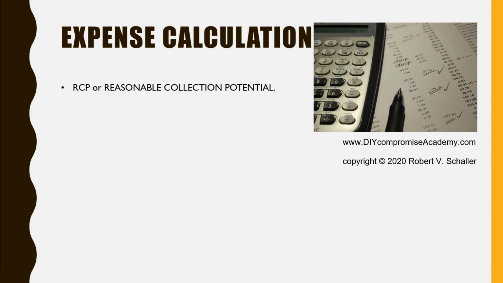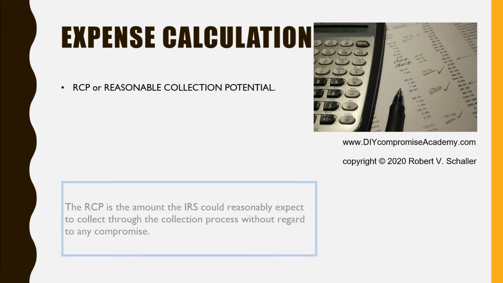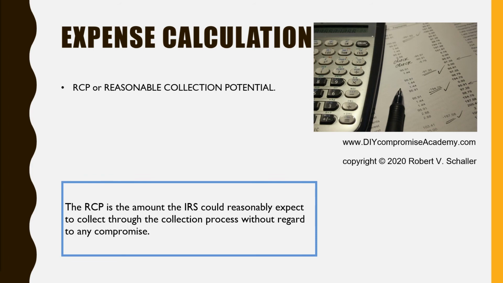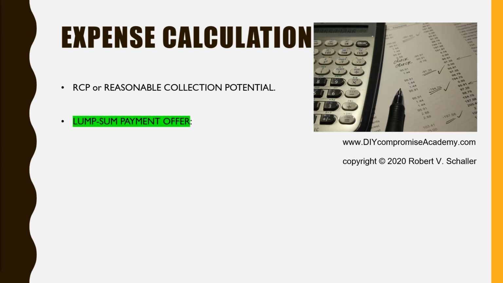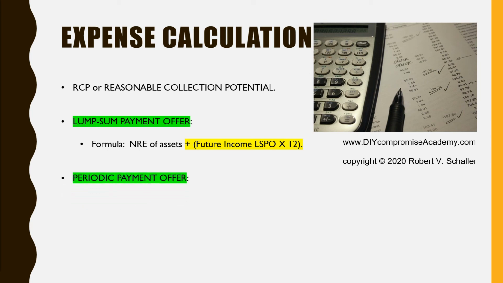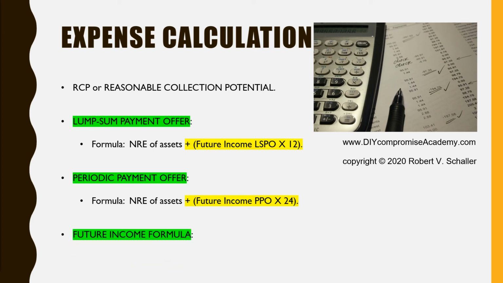The offer amount must equal or exceed the IRS's RCP, or reasonable collection potential. The RCP is the amount the IRS could reasonably expect to collect through the collection process without regard to any compromise. The lump sum payment offer formula adds the net realizable equity of the taxpayer's assets plus 12 times the taxpayer's future income. The periodic payment offer formula adds the net realizable equity of the taxpayer's assets plus 24 times the taxpayer's future income. The future income formula is simple.